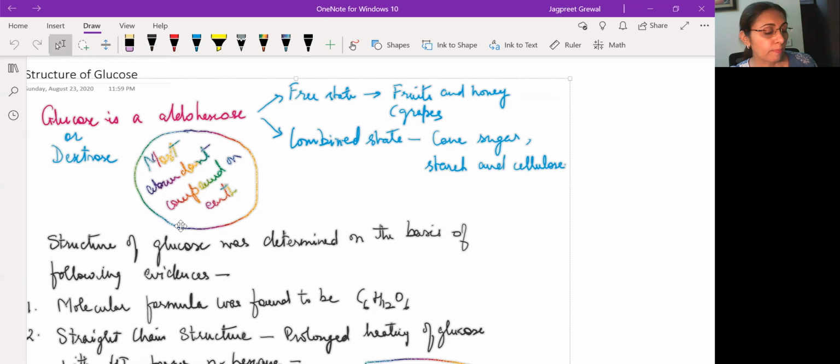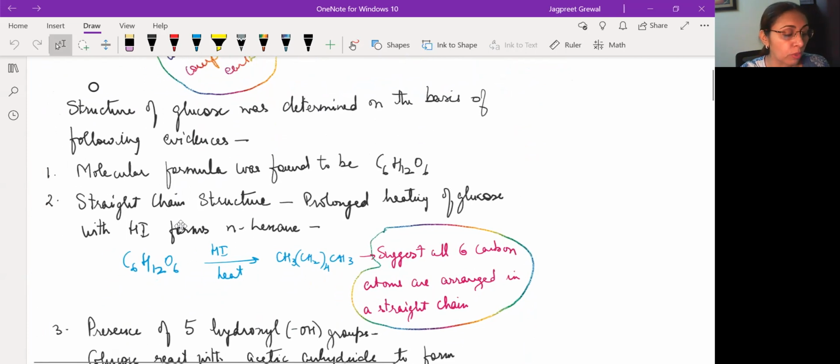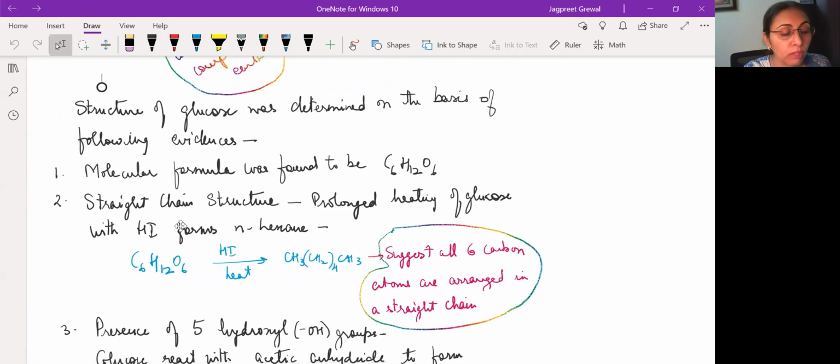So next is, on what basis was the structure of glucose determined? It was based on a few chemical reactions that were carried out on the molecule. On that basis, earlier the structure was ascertained. So what were the evidences? The first was the molecular formula of glucose, which was found to be C6H12O6.